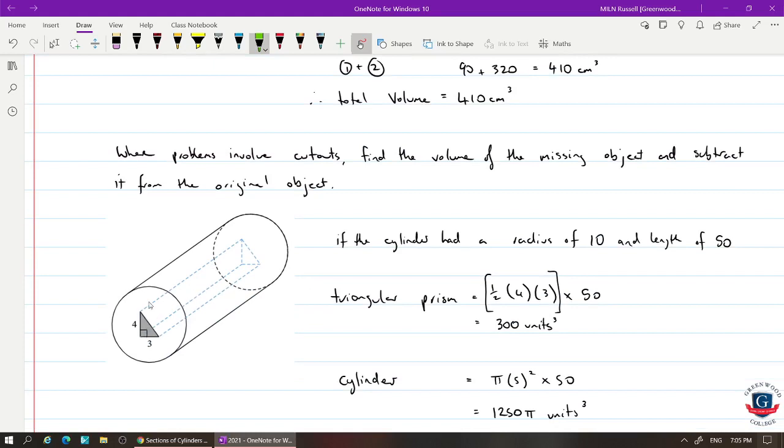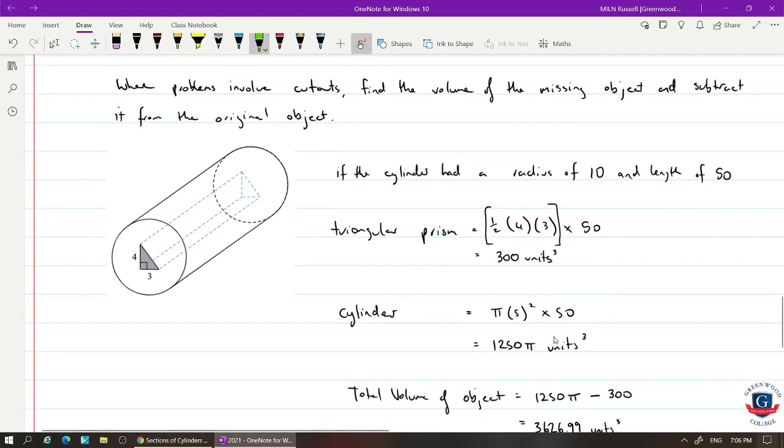So in this case, we're going to cut out a triangular prism on the inside of a cylinder. To do that, we're going to work out the area of the cross-section and then apply that over the whole length. Now over here it said that the cylinder has a radius of 10 and a length of 50, so my triangular prism will also have a length of 50. Half of 4 times 3, that's the triangle on the front, so 2 times 3 is 6. 6 times 50 is 300 units cubed.